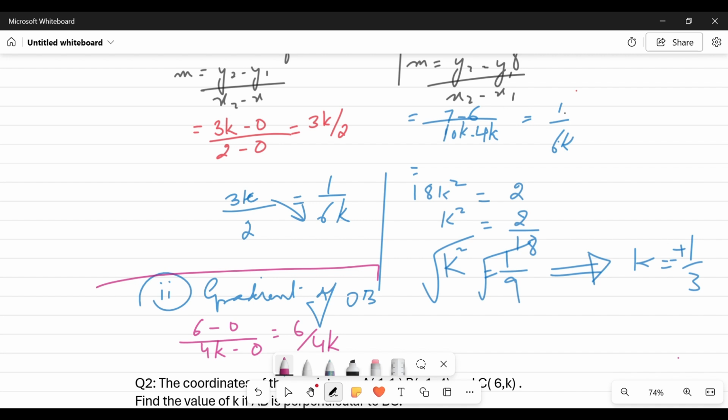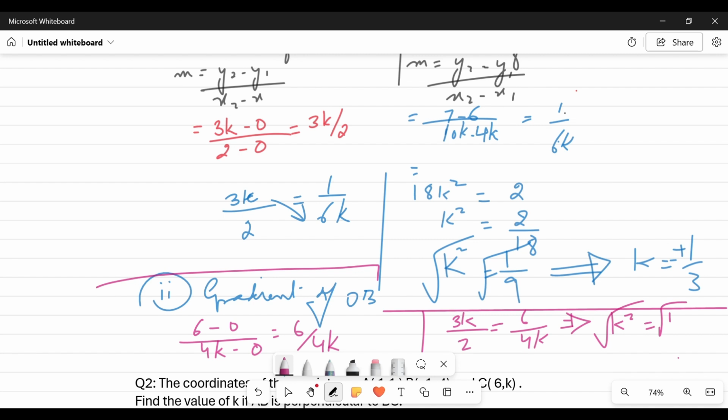It's the same procedure that we followed in the previous question. 3k over 2 equals 6 over 4k. You know that you cross multiply: 12k squared equals 12, so k squared equals 1. The square root of 1 is plus or minus 1, so k equals 1 here.